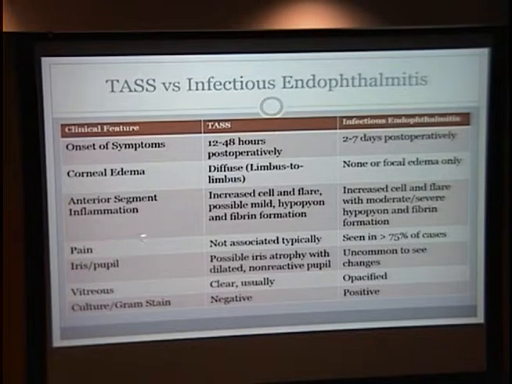The corneal edema is limbus to limbus, and I hate to sound repetitive, but it's very characteristic in TASS. In infectious endophthalmitis, you might have focal edema or none at all. And in the anterior segment inflammation, it's generally a little bit more severe in infectious endophthalmitis with greater hypopyon and fibrin formation. And also, as I mentioned earlier, the pain. Usually with infectious endophthalmitis, you'll have the majority of patients complaining of pain, whereas the opposite is true of TASS.